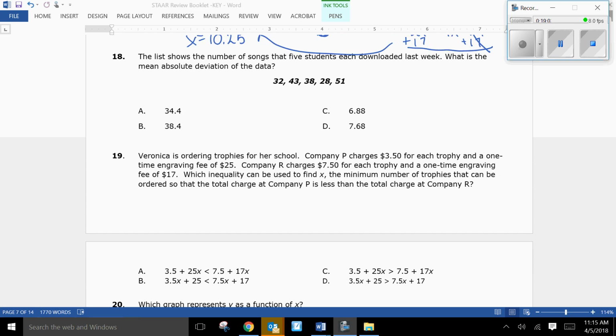Okay, number 18, the list shows the number of songs that 5 students each downloaded last week. What is the mean absolute deviation of the data? Okay, so first I am going to find the mean of my data, so I'm going to add all of them up.